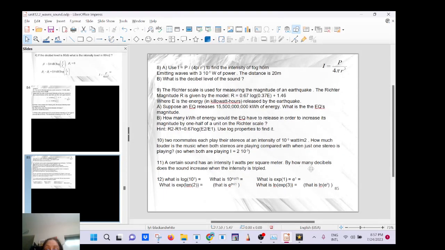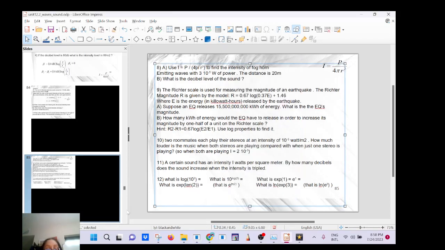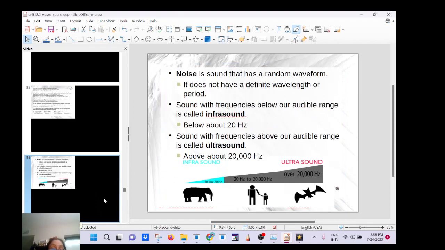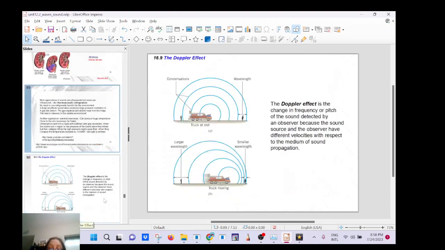If the intensity is tripled, what's going to happen? If you multiply the intensity by 3, you do 10 log of 3, and it's about 4.8. The answer here is 4.8. Okay, so we're going to get to the Doppler effect, but next time.